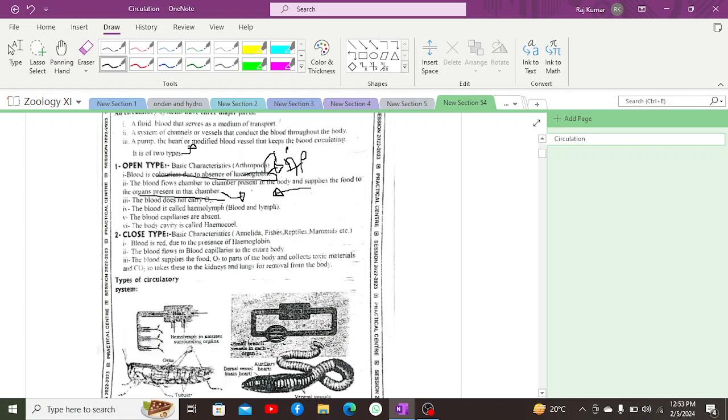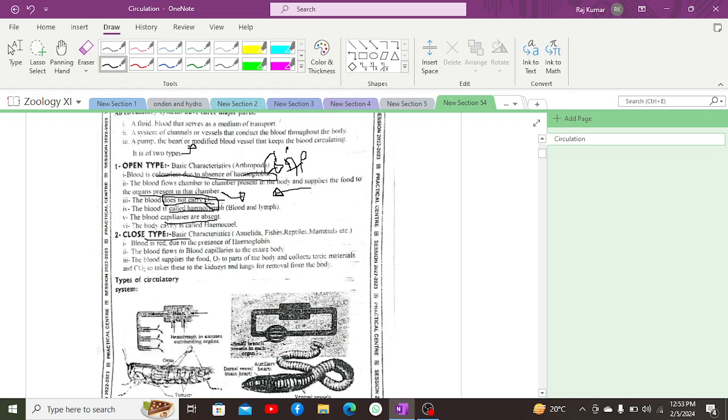That hemolymph either takes the color of the pigment present within it, or most of the time it is colorless. The blood does not carry oxygen; there is no carrier of oxygen in it. And number 4, the blood is called hemolymph. As previously told, the blood capillaries are absent, and the blood cavity is called hemocoel. And this is all about it.